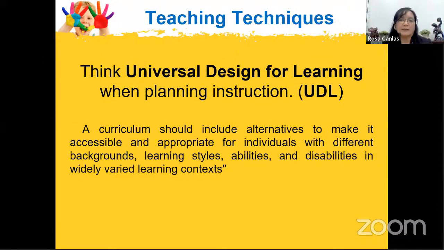Okay, so the second technique that I have here is that we have to think of Universal Design for Learning. When planning instruction, UDL is the best technique to use, especially when we are identifying the needs and the ability of each child. The UDL is very helpful for us, especially in an inclusive classroom. This curriculum should include alternatives to make it accessible and appropriate for individuals with different backgrounds: learning styles, abilities, disabilities, and also widely varied learning contexts.